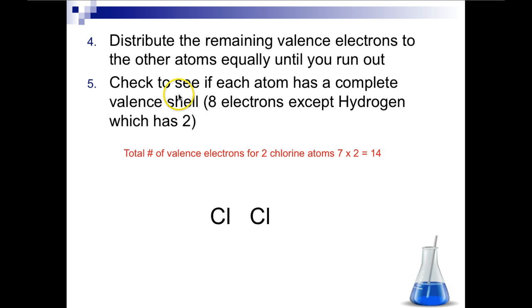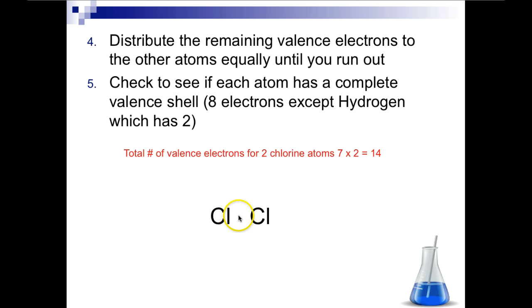Then you're going to distribute the remaining valence electrons to the other atoms until you run out. So we want to make sure that we use all of the electrons that each element is bringing to the table. Then we're going to check to see if each atom has a complete valence shell, which is 8 electrons. Remember, hydrogen is the only one that will have 2. So let's look at this compound.